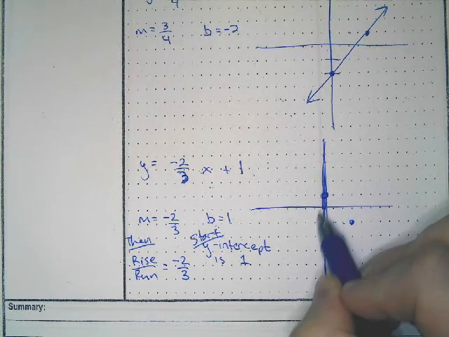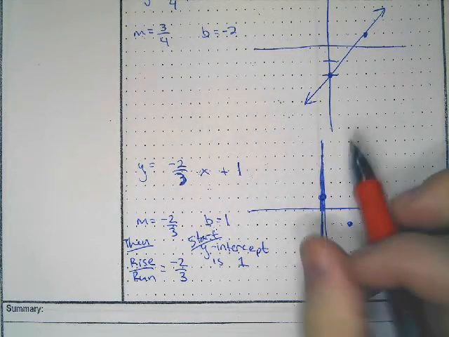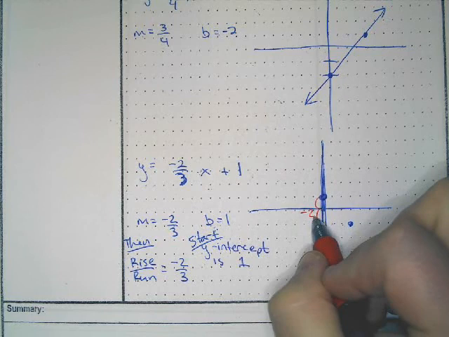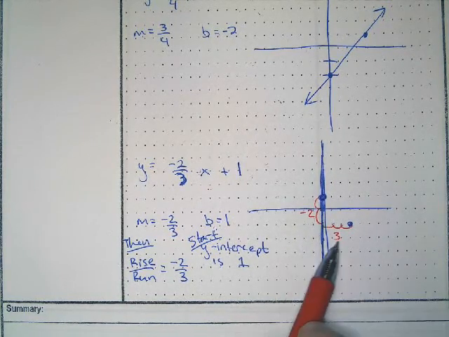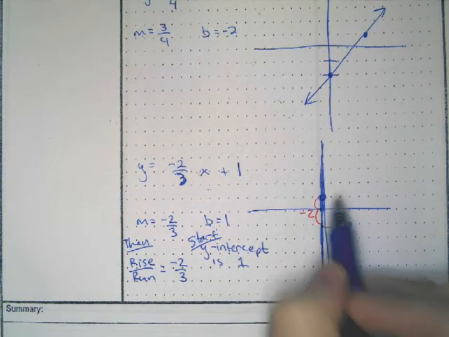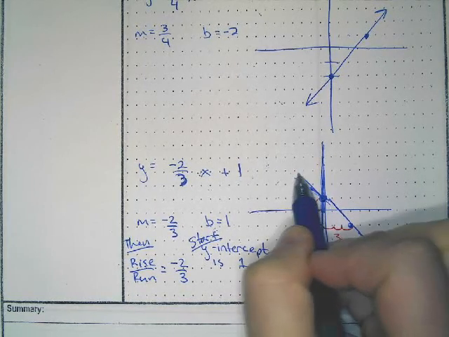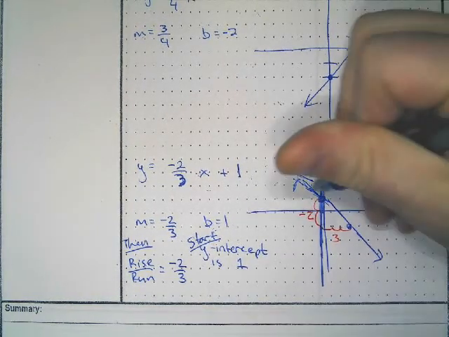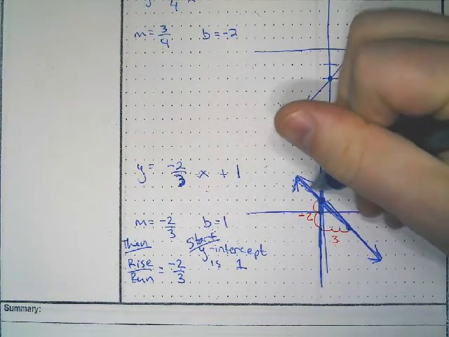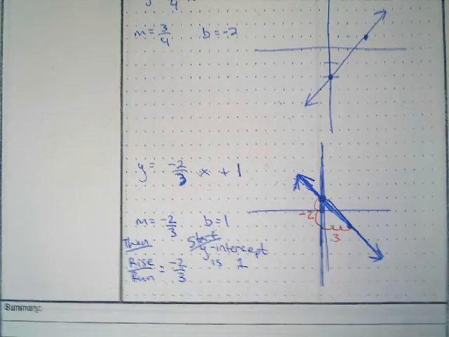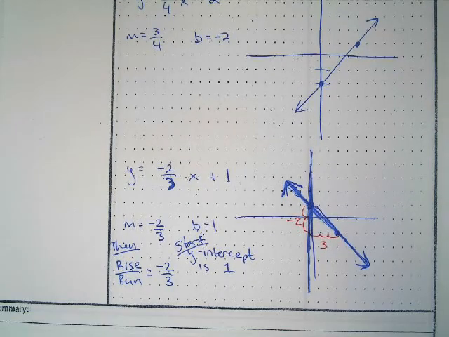So I've gone down 2. That's my -2, and then I've gone right 3. So there's my +3. So there's my change in y over my change in x. We connect the dots, and we're done. That's like a really bad line, but you get the idea. Like that. And that's how we can graph in our slope-intercept form.